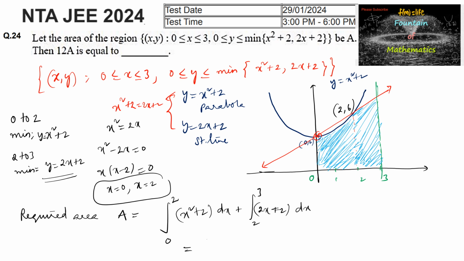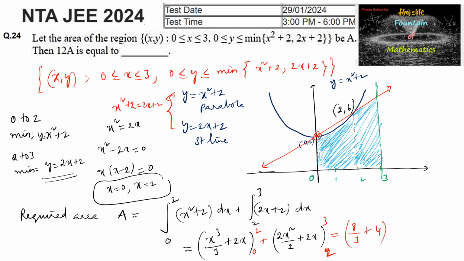which is equal to, simplifying, we'll get x cubed divided by 3 plus 2x over the limits 0 to 2, and again now 2x, we can write 2x squared upon 2 plus 2x over the limits 2 to 3. So we can write 2 cubed, that is 8 upon 3, plus 2 twos are 4, minus 0, and again here 3 squared, that is 9, plus 2 threes are 6, and minus 2 squared, 4, plus 2 twos are 4.